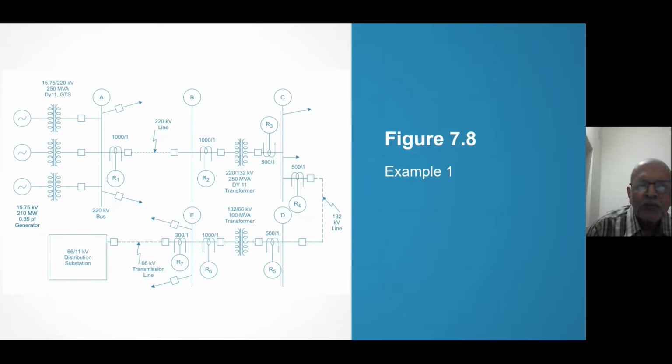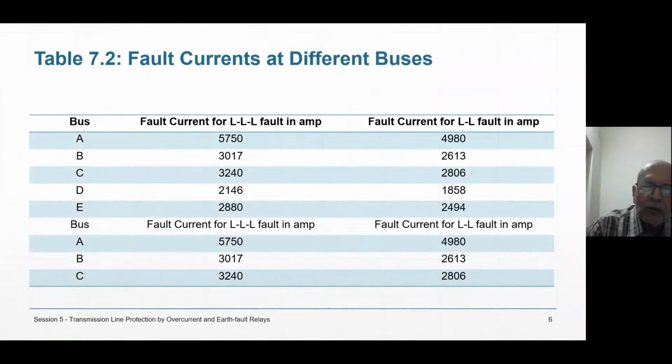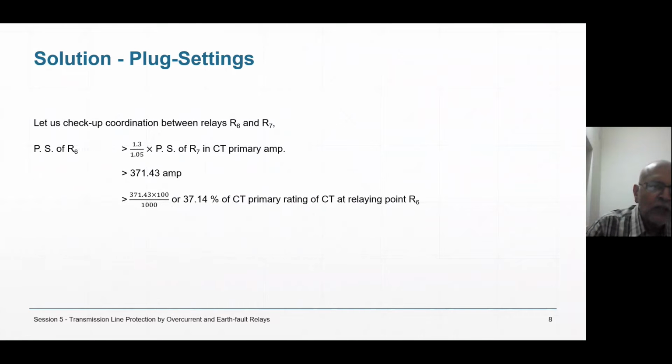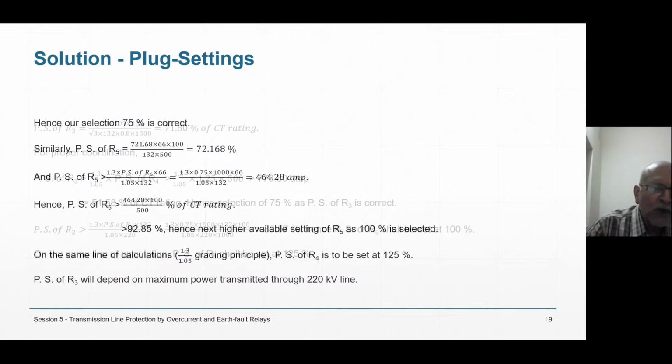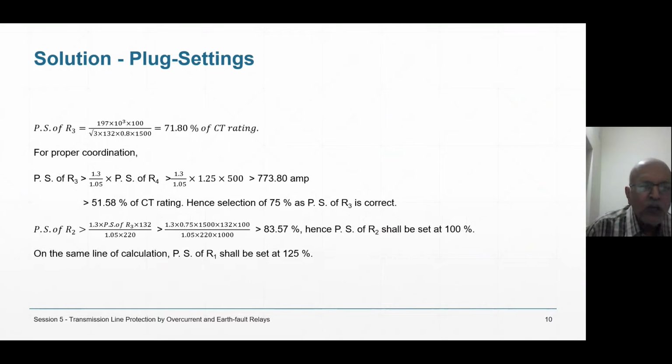PS of R2 is 1.3 divided by 1.05 of R3, right? That is only one thing, but that is not the whole thing because other lines are going. Therefore, it will depend on the 220 kV line and also 1.3 divided by 1.05. So let me see what we have done. PS of R2, what do we have? PS of R2 is 1.3 divided by 1.05, times 132 by 220, that is the transformation ratio.